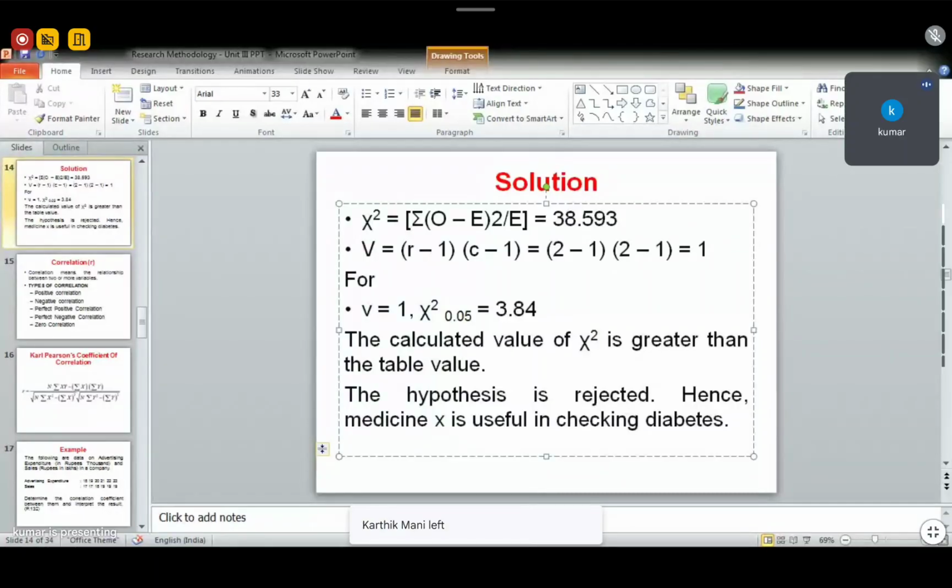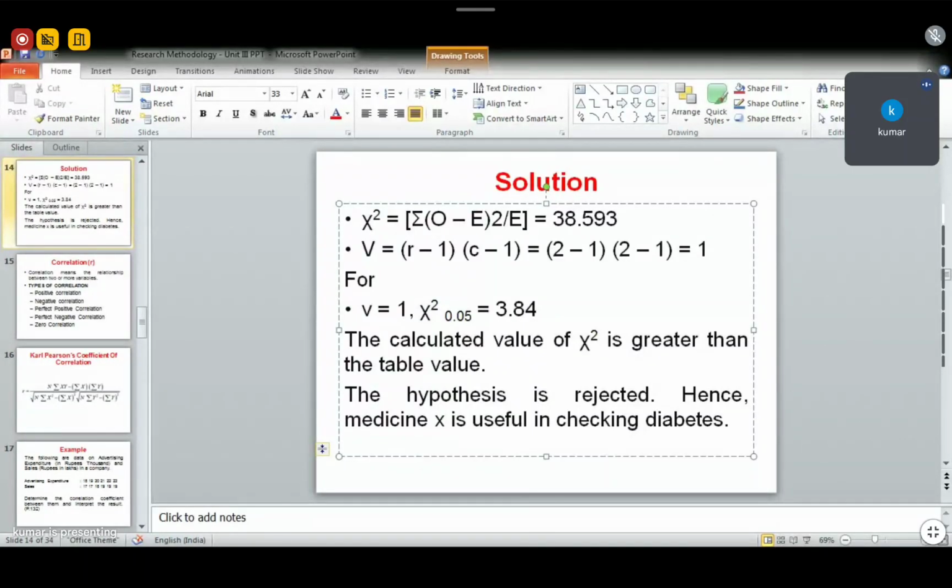Now the conclusion is to be made. What is given in the conclusion? See, the calculated value of chi-square is greater than the table value. Is it correct? Table value is 3.84. What is the calculated value? How much is it? 38.593. Yeah, exactly. So that calculated value is more than the table value. If it is the case, the hypothesis is rejected.